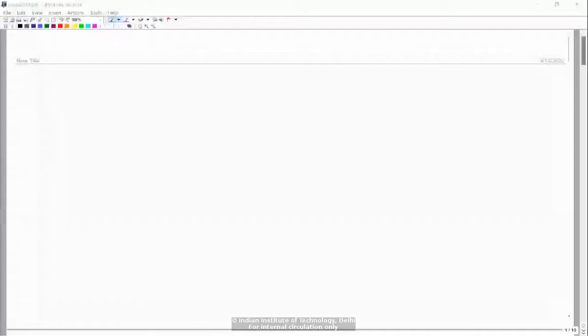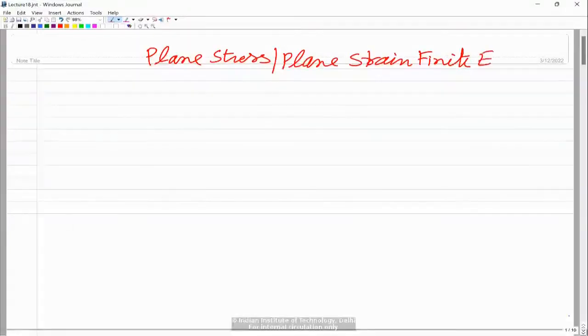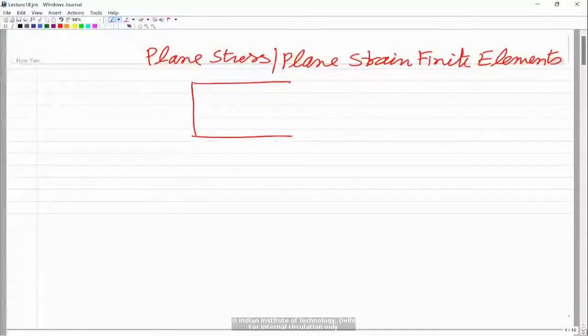So I'm going to start this plane stress and plane strain elements. Both will be covered in the same formulation. So as you know, in basic courses on solid mechanics, you would have done this. So what we are trying to do is we have a structure. Of course, the geometry can be anything, but I'm just sketching a rectangle.